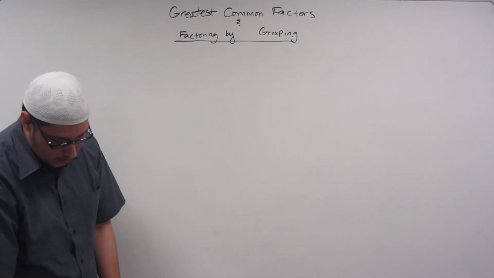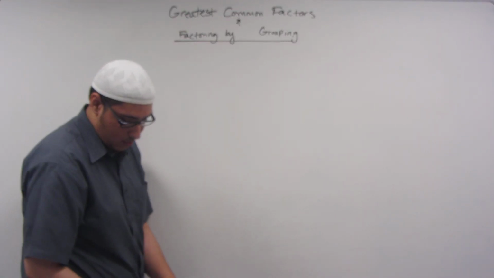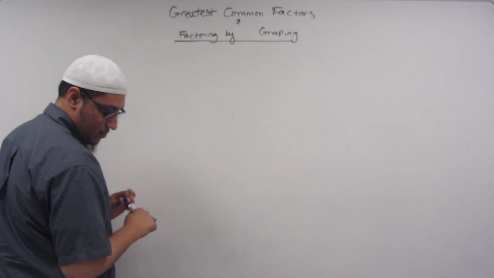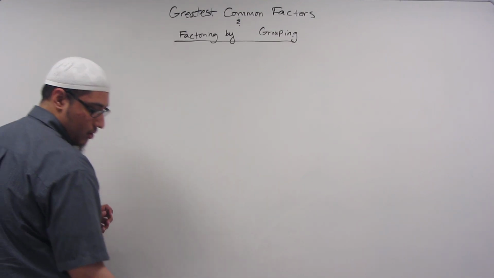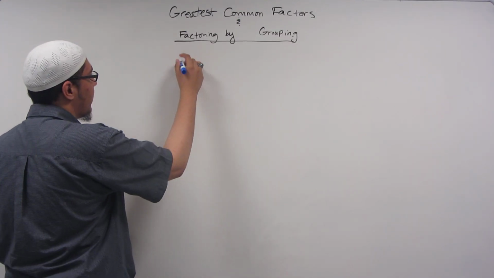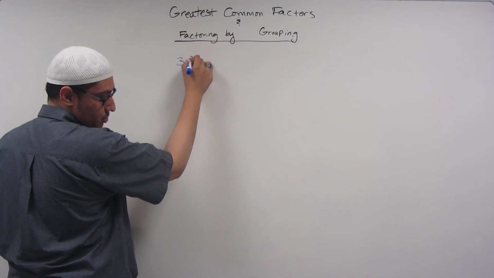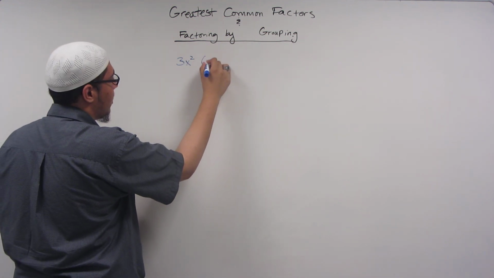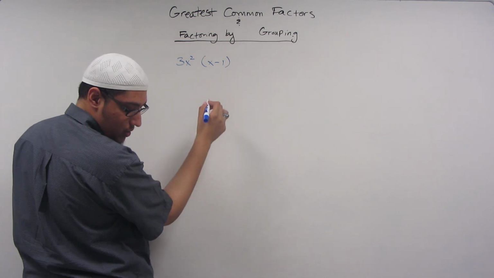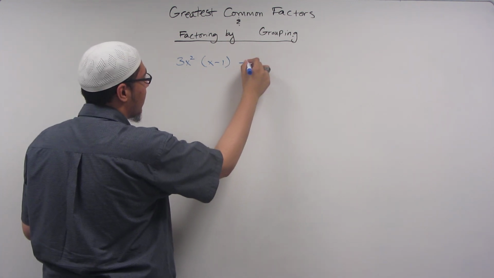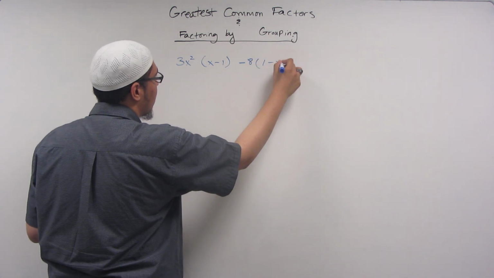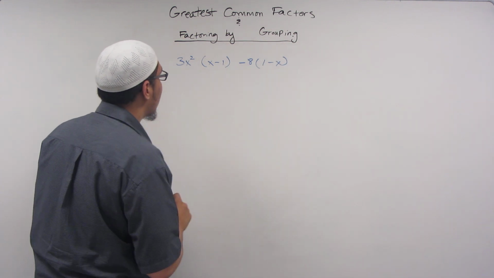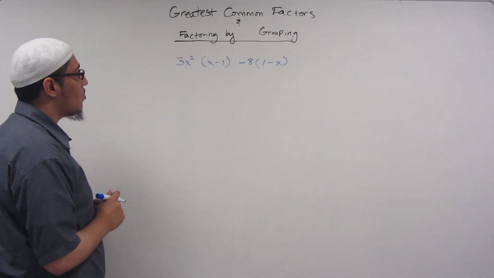All right. In this example, we have 3x squared times x minus 1 minus 8 times 1 minus x.